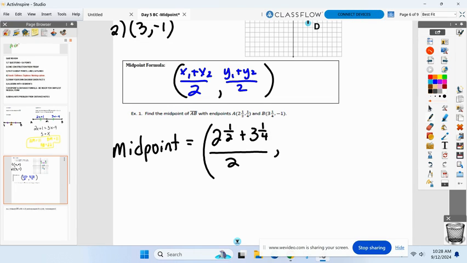comma, what y coordinates you're going to add together? 1/4 plus -1, or -1 or plus -1, whatever floats your boat there. Divided by 2. Have you guys ever learned on the NumWorks calculator how to do a mixed fraction like 2.5 or 3 1/4?